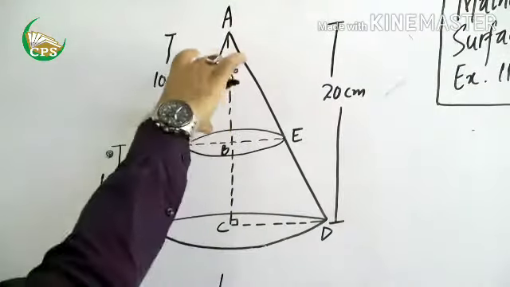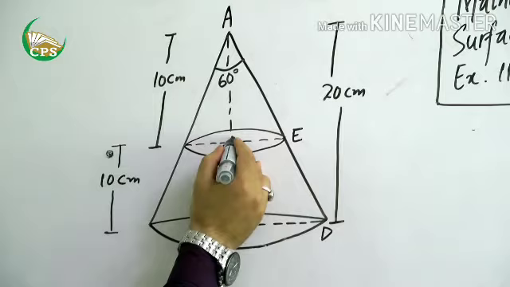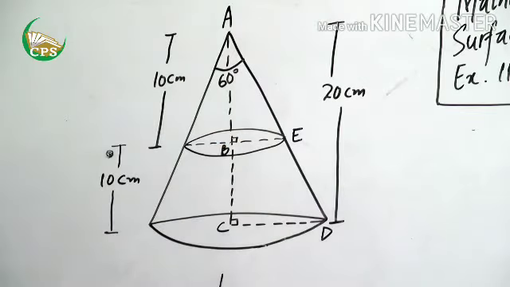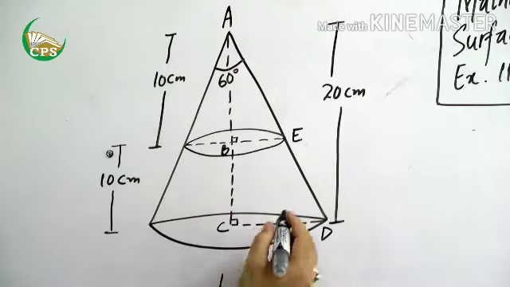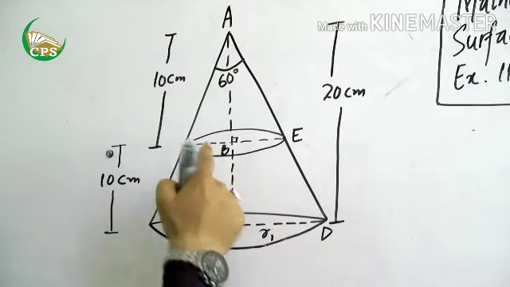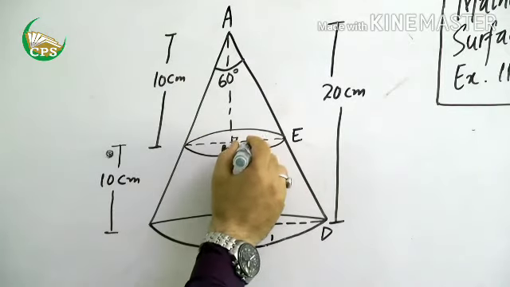AB is the height of the smaller cone, BE is the radius, that means this is 90 degree as well. CD is the radius of the bigger cone, AC is the height of the bigger cone. Now, consider the frustum. For the frustum, CD is R1 and BE is R2.